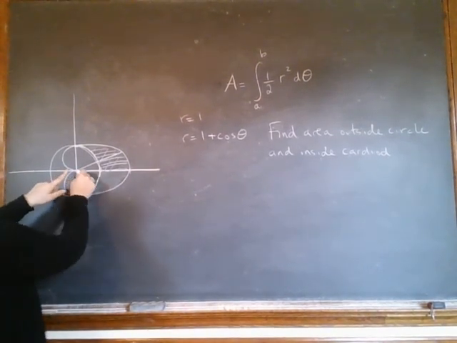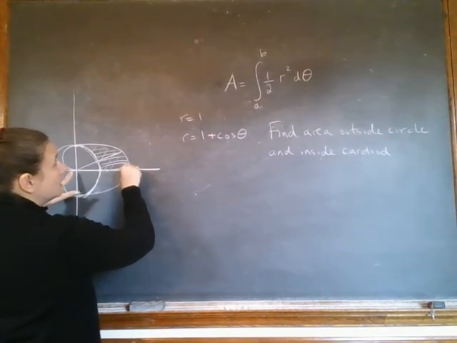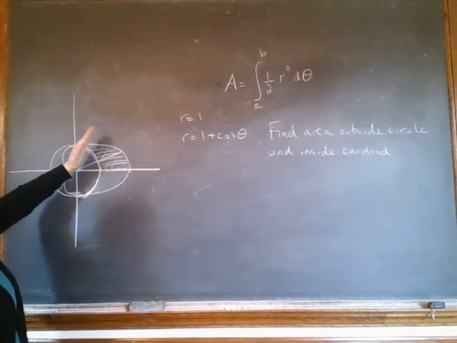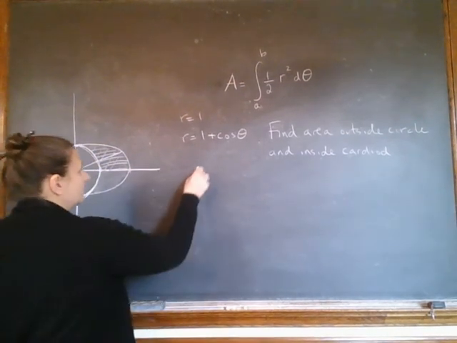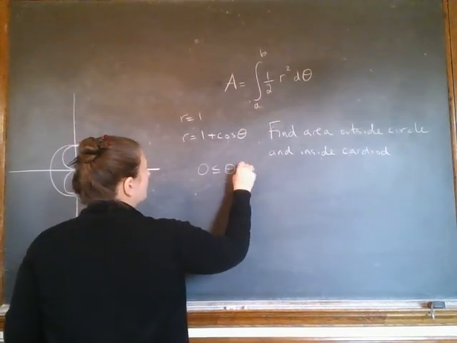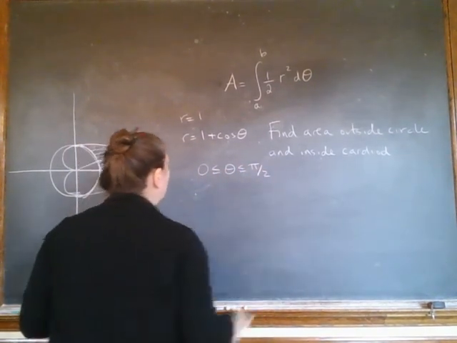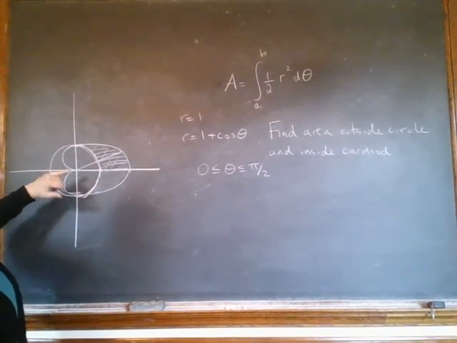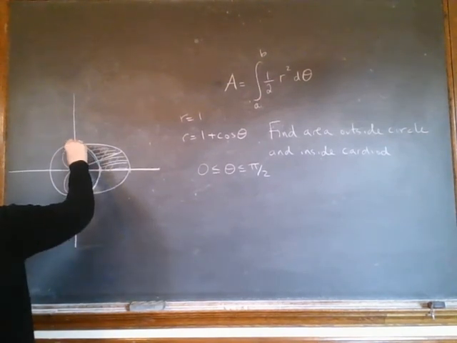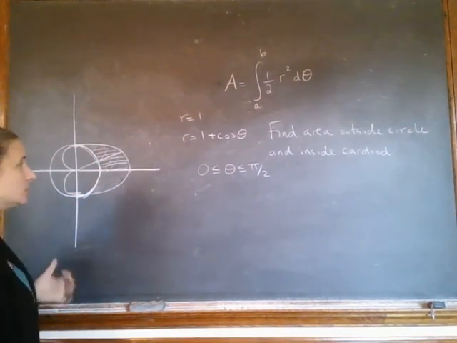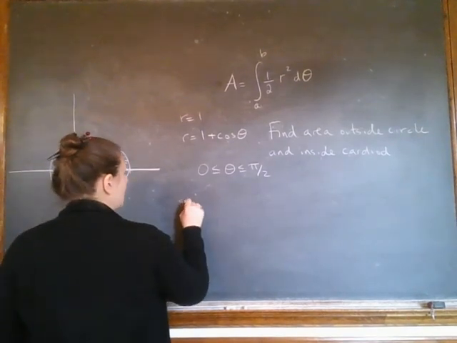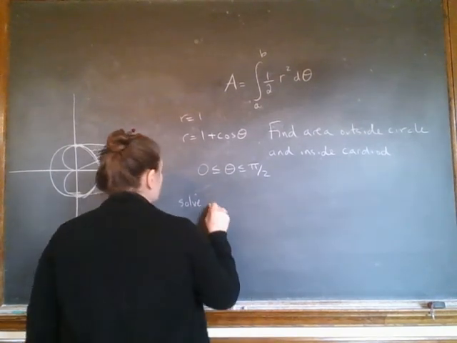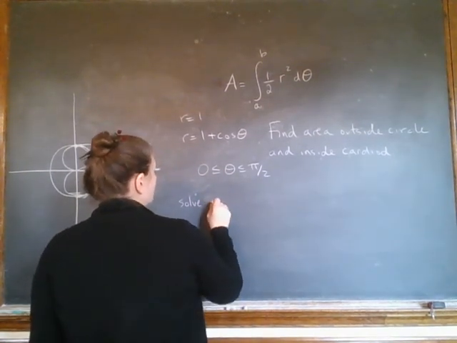I can see that this is going to be my theta equals 0, and just from the graph, I can tell that I'm going with theta from 0 to pi over 2. But if I want, I can also solve for this because you can see they intersect here. Sometimes I do have to do that because in the next example, you won't be able to read it off the graph. So solve for the intersection.